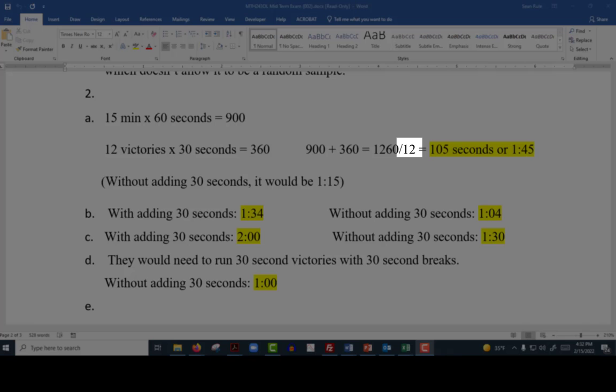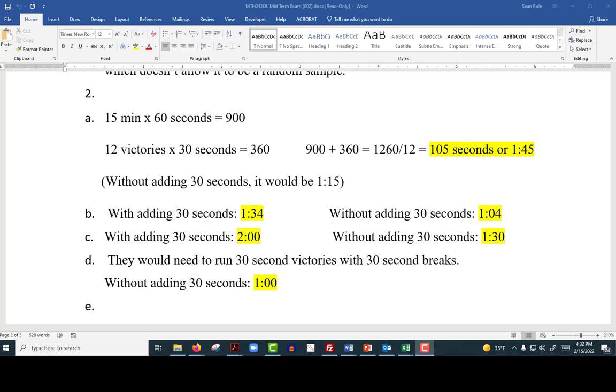And the other thing that confused me a little bit, you said without adding 30 seconds, you're only counting running time. So once you take the 30 seconds out, it's out. Let me try that sentence again. Once you take the 30 seconds out, you're never going to put it back in. I mean, just think about it logically.